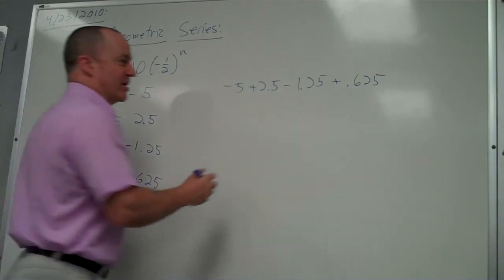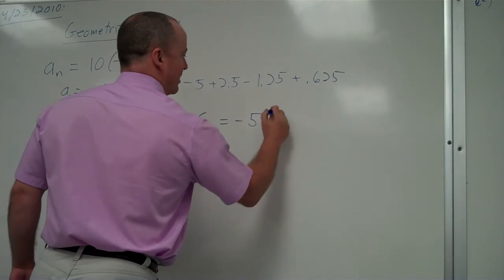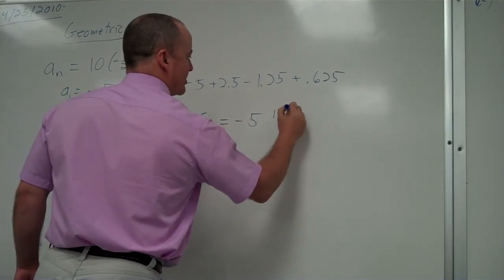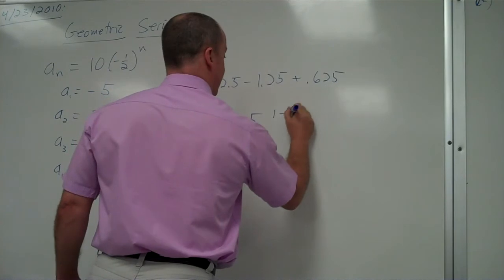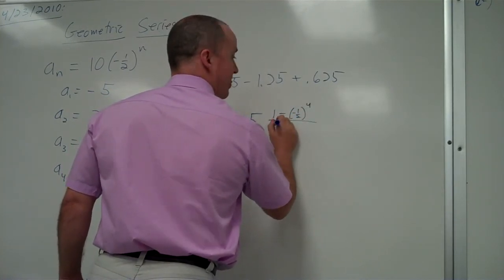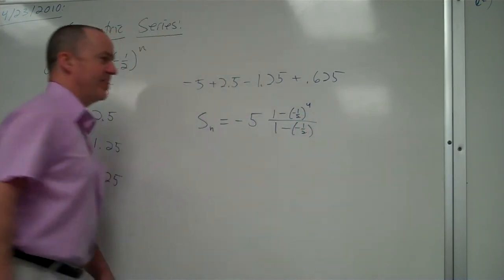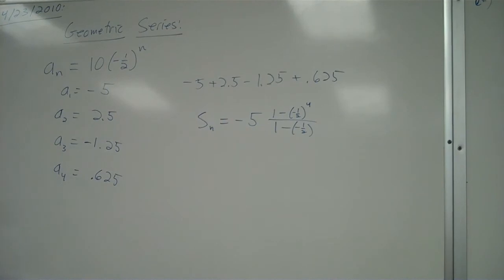We can do that instead, sure. And this time, the sum is going to be the first term, negative 5, times 1 minus r to the n. In this case, my common ratio is negative 1/2, and it's the first 4 terms, so it's to the 4th, over 1 minus my common ratio, which is negative 1/2. Have I plugged that in correctly? Yeah. Please double check me.